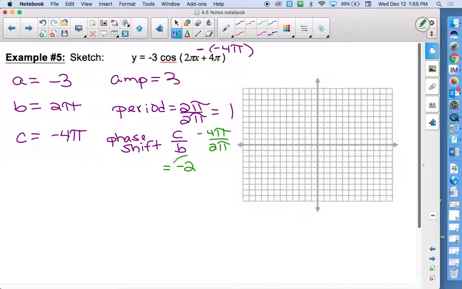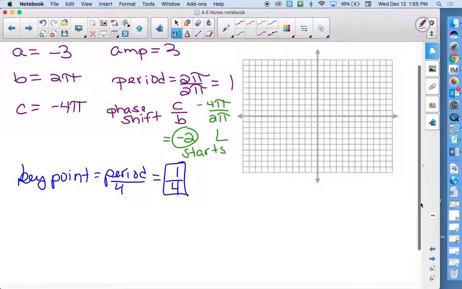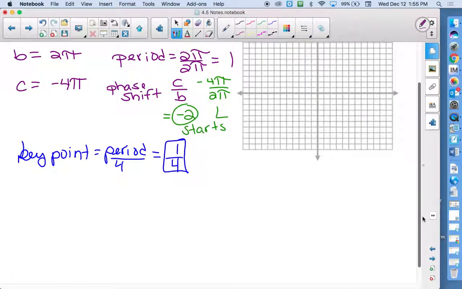This is where our graph starts. So it's moving left instead of moving right because it's negative, so we're starting to the left. The last thing we have to get is the key point. And that's the period divided by 4. While our period is 1, we're dividing that by 4, so we're counting by a 4th. So the points are really close together. They're just a 4th apart from each other, 1/4. So starts at negative 2.